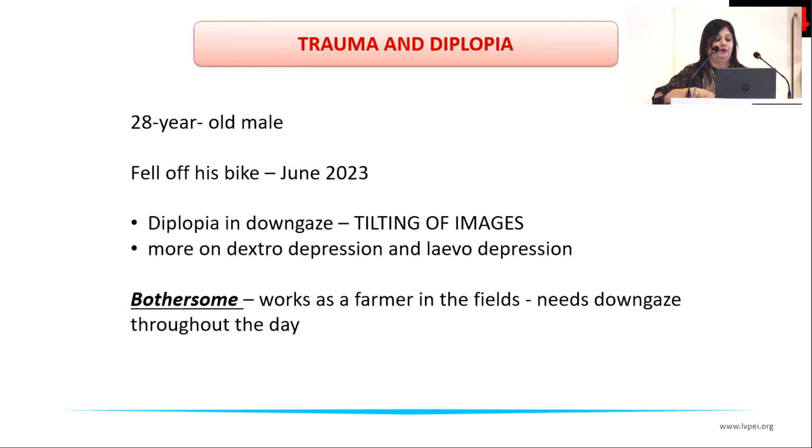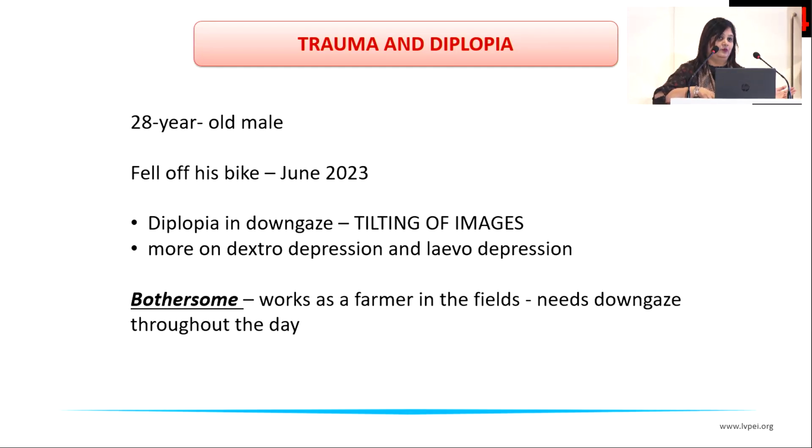With trauma, it can be quite diverse and quite challenging. This is a 28-year-old male patient. He fell off his bike in June of 2023. And he had diplopia, which was more in down gaze. And when he looked down, he said that there is tilting of the images. So the tilting of the images was more on the dextro and levodepression.